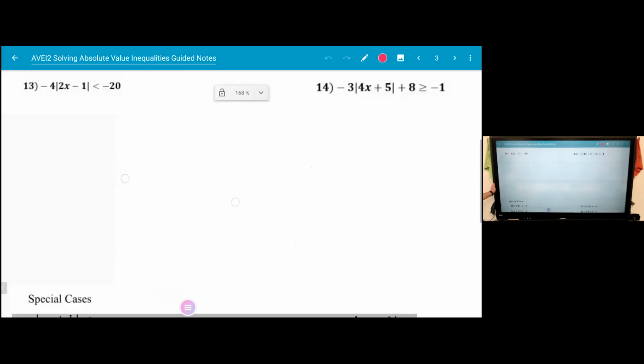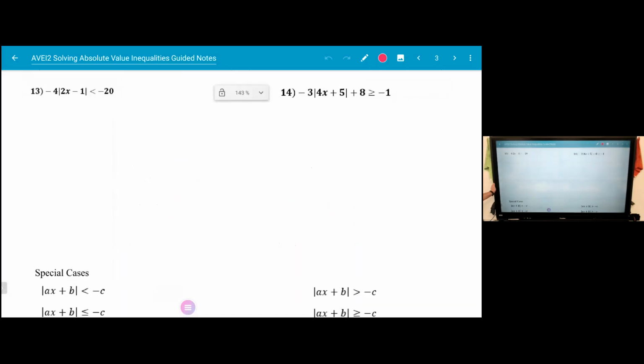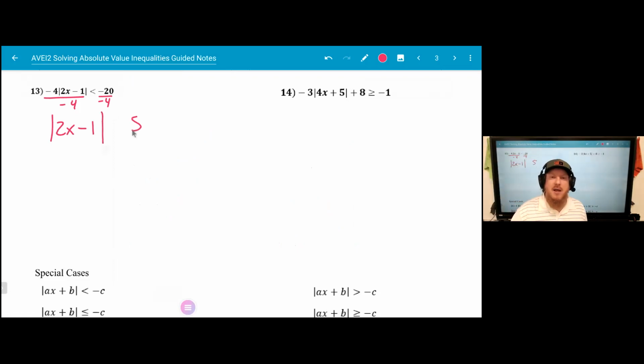When I have negative 4 times the absolute value of 2x minus 1, which is less than negative 20, I have to isolate. I still have to divide both sides by negative 4. And I have the absolute value of 2x minus 1, and I've got 5. But if you remember correctly, when you multiply or divide both sides of an inequality by a negative number, you have to flip the inequality. So this becomes actually greater than 5.